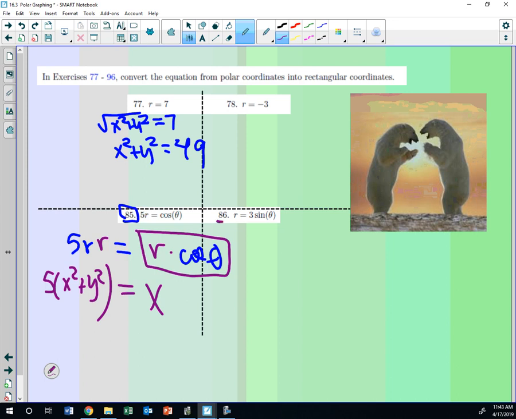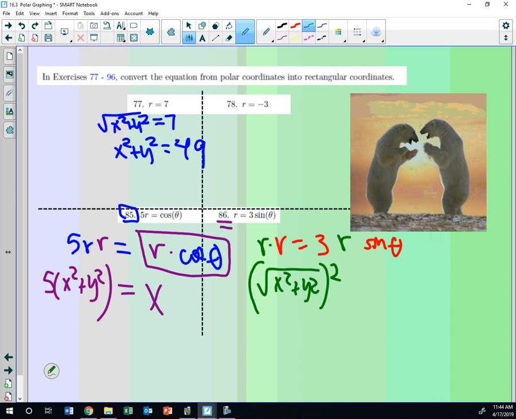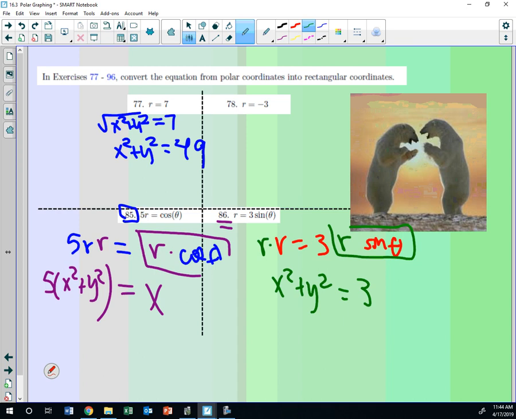You try 86. Yeah, this one you have r is equal to 3 sine theta. And I'm going to multiply both sides by r. And r squared is the square root of x squared plus y squared, squared, right? Which is the same as what? x squared plus y squared. And then this r sine theta is the same as 3 what? y. Done.